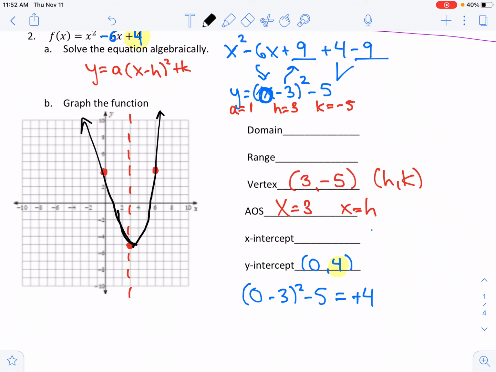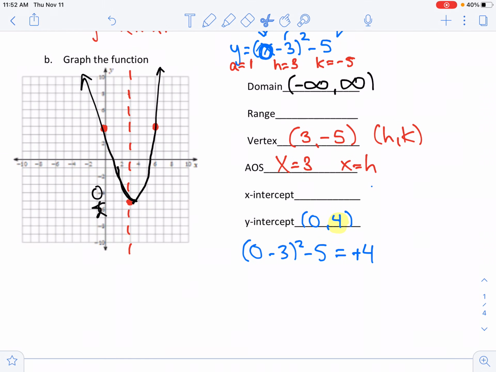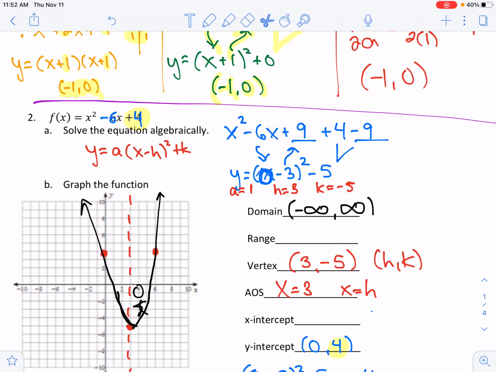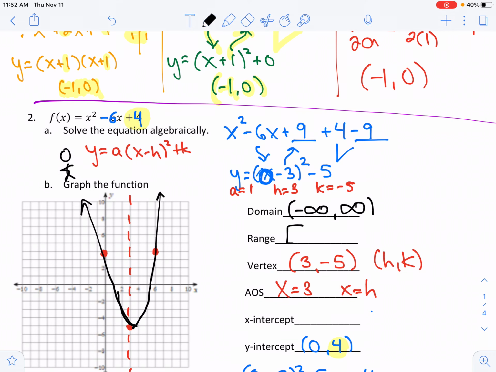Okay, and then looking at that, you can see that the domain is negative infinity to infinity, because if you had a little guy walking on here, as he walks up this way, he goes left forever, and as he walks up this way, he goes right forever. And then remember, range is up and down. The lowest he can go is -5, and the highest he can go is infinity. So your range is -5, infinity.